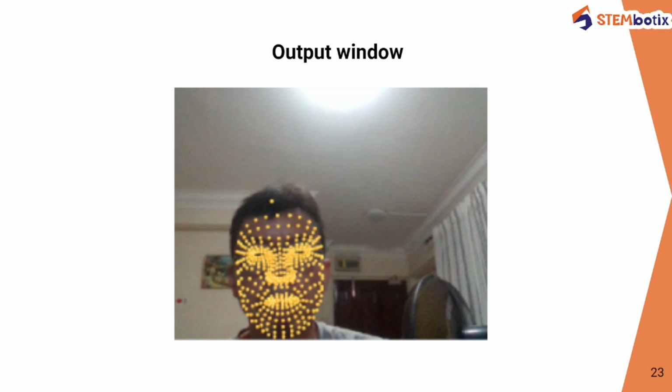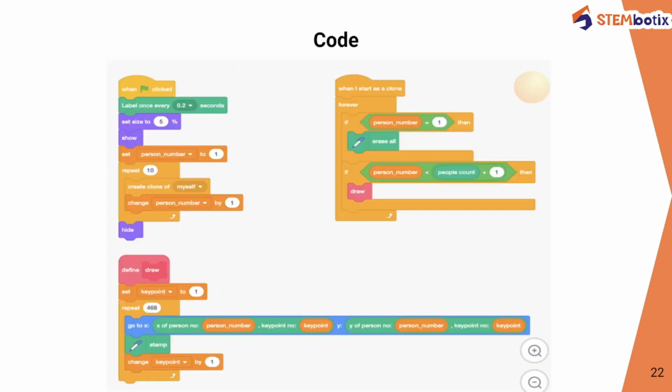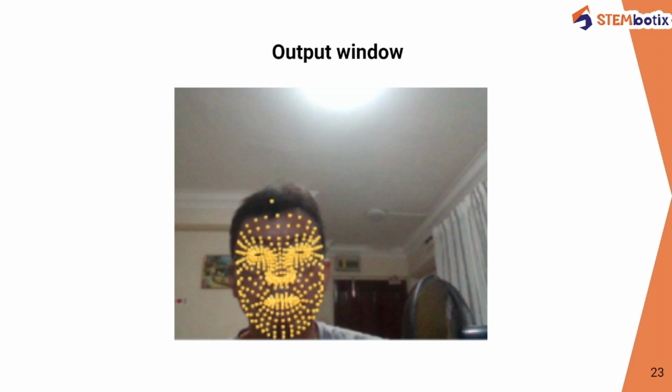So this is how your output window will look once you complete the coding for this in Blockzie. And after completing the coding, when you click on the green flag, you will have an output window like this.